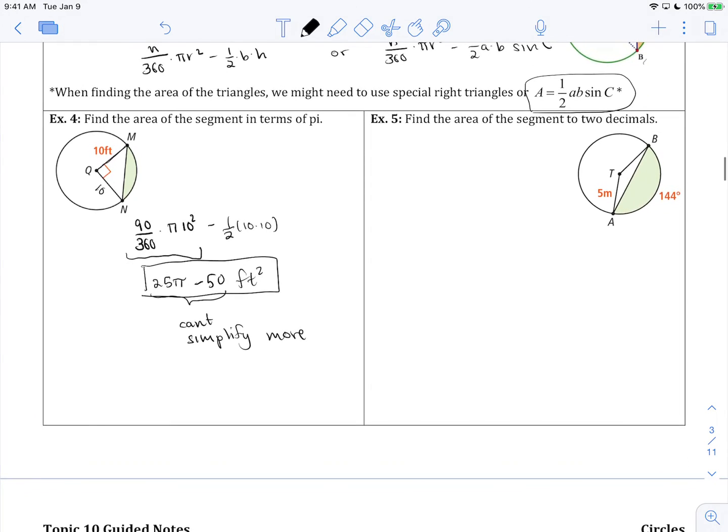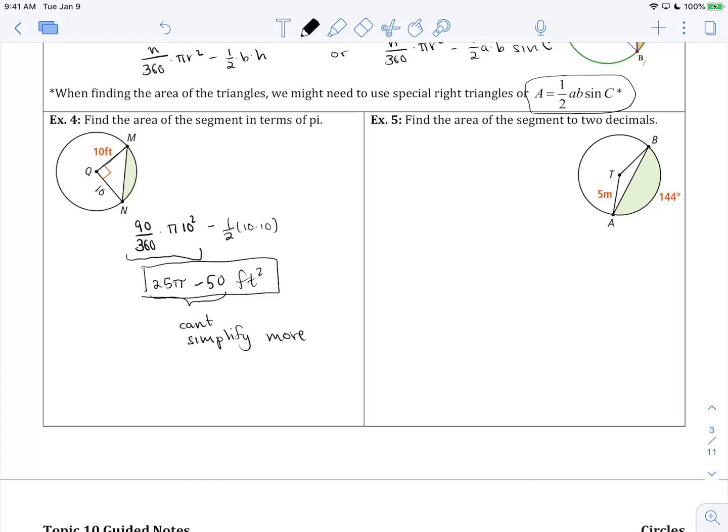All right, last one here, find the area, round to 2 decimals. So we're going to find the area of the sector, 144 over 360 times 5 squared pi, right? And I don't know the base and the height of this triangle, but I know AT is 5, BT would also be 5, right? And this central angle is 144. So I'm going to use this equation up here, and I'm going to subtract 1/2 times 5 times 5 times sine 144.